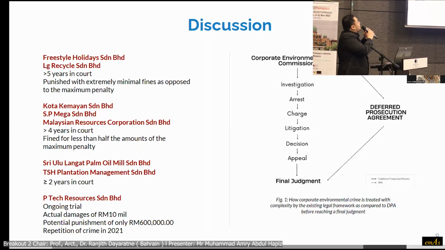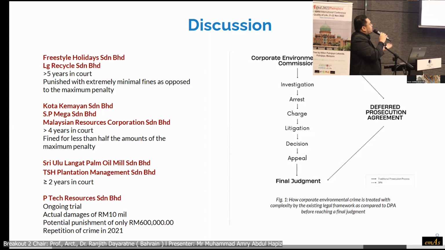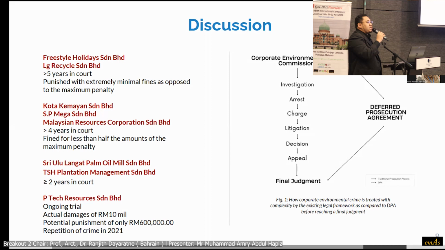Say, for example, companies like Freestyle Holidays Sdn Bhd and LG Recycle Sdn Bhd spent more than 5 years in court and were then punished with extremely minimal fines as opposed to the maximum penalty prescribed under the law. Then we take the case of Kota Kemayan Sdn Bhd, SP Mega Sdn Bhd, and Malaysian Resources Corporation Sdn Bhd. These cases took more than 4 years in court. It's such a long time in court, right? And then they are fined less than half of the maximum penalty imposed by the Act.